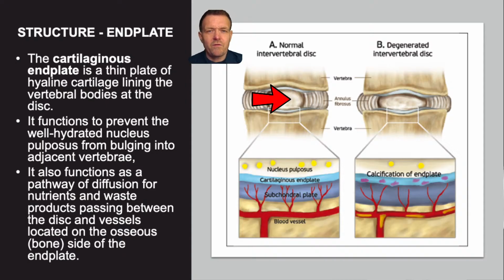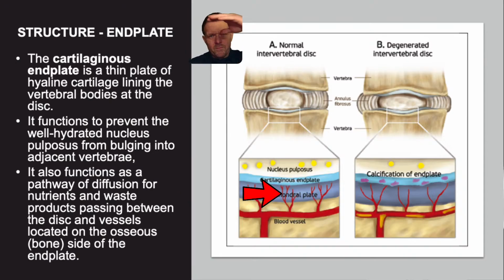So if you don't have movement in a particular joint space, then that disc will start to decrease in size. And we see that in the literature when we're looking at some of the normal changes as a disc and the vertebrae start to age. Its function is also to prevent the well-hydrated nucleus from bulging into the adjacent vertebra. That's what this end plate does.